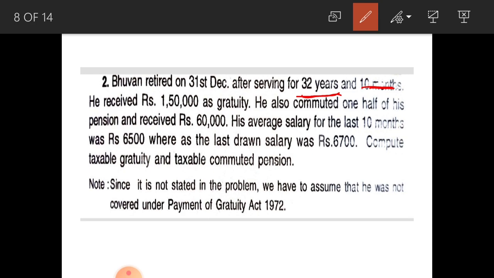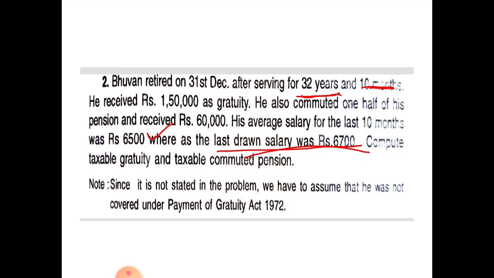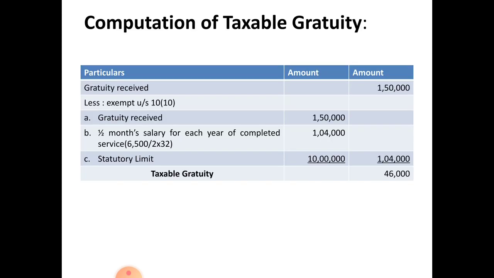His average salary for the last 10 months is 6,500 rupees. You have to consider this one because he is not covered under the Payment of Gratuity Act, and the last drawn salary you can ignore. Compute taxable gratuity and taxable commuted pension. Let us solve the problem. First you have to calculate the taxable gratuity amount, that you know very well.